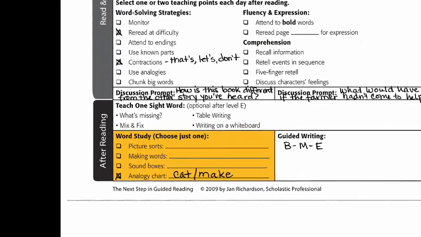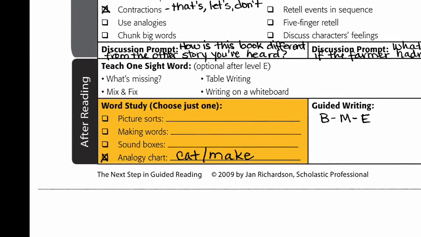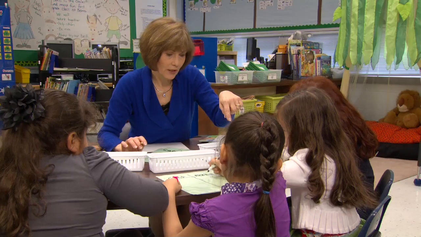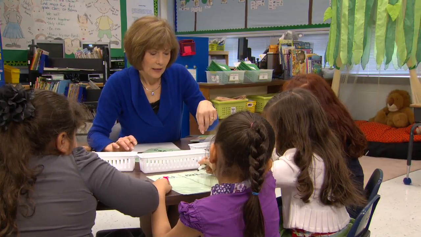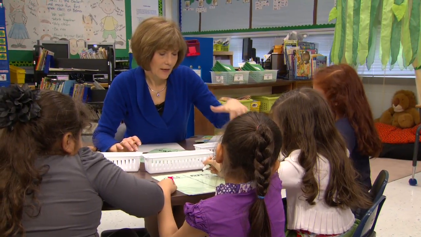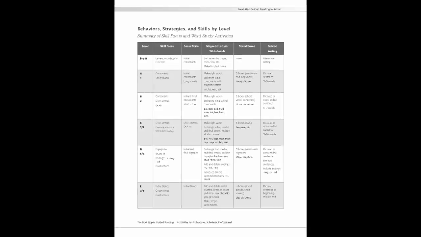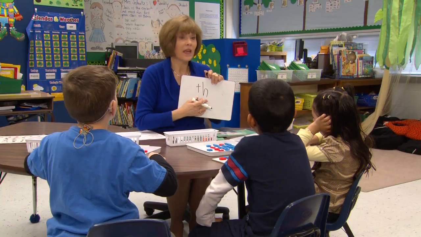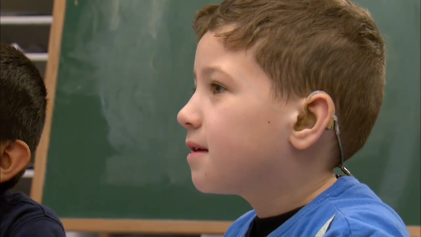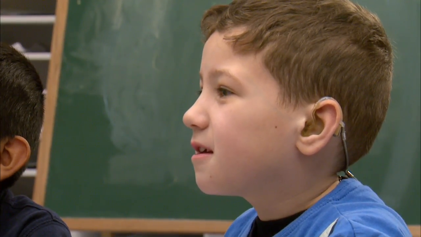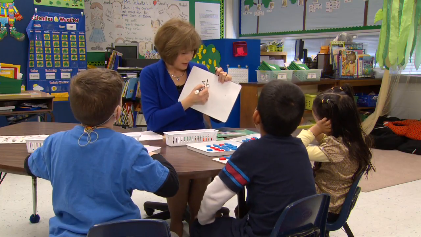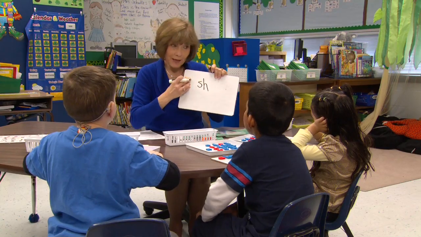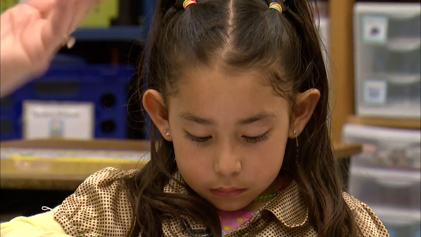It can be tricky selecting an activity that matches students' decoding and phonics needs. Use the notes from the lesson and writing samples to select the focus. Then, refer to the summary of skill focus and word study activities chart to identify quick yet effective activities to teach that skill. Generally, readers at the beginning of the early stage need to develop their phonemic awareness skills for blends and vowels. This is best taught with picture sorts, making words, and sound boxes.